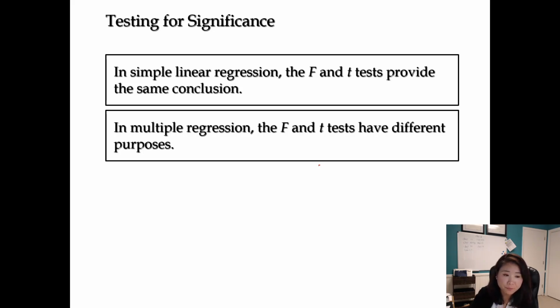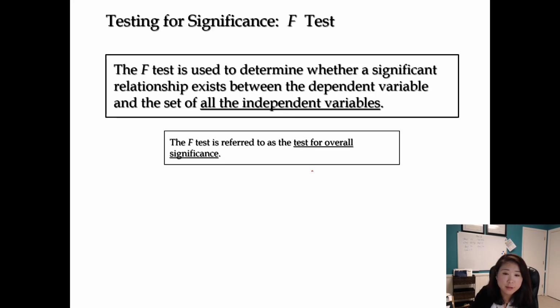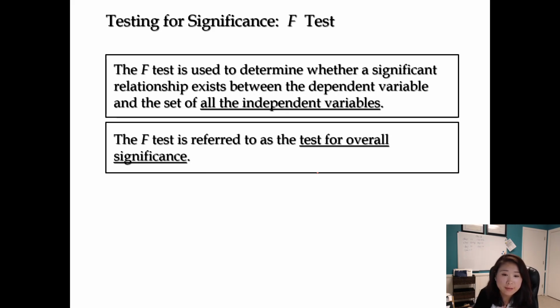So what is the difference between the F and t-test in the multiple linear regression model? First, let's look at the F-test. The F-test is used to determine whether a significant relationship exists between the dependent variable and the set of all the independent variables. So the F-test is referred to as the test for overall significance. People also call the F-test the global F-test.